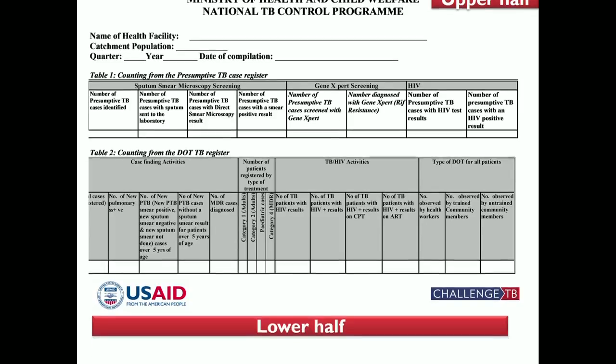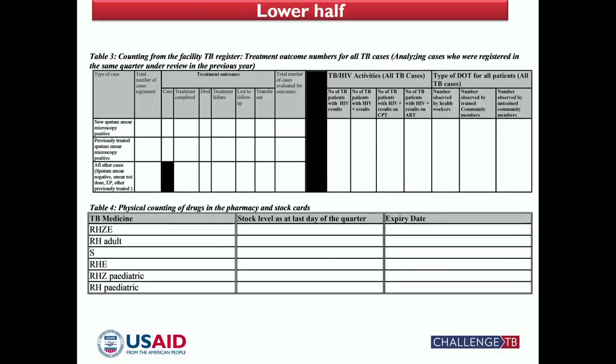Next slide. And then the lower half also looked at the treatment outcomes and for those that had completed the treatment, and then the TB HIV activities, and also type of DOTs. And also looked at the drug management, drug stock levels, and the expiry date. So it was just a one page. So the top one is the upper patch and the lower patch. Next slide.